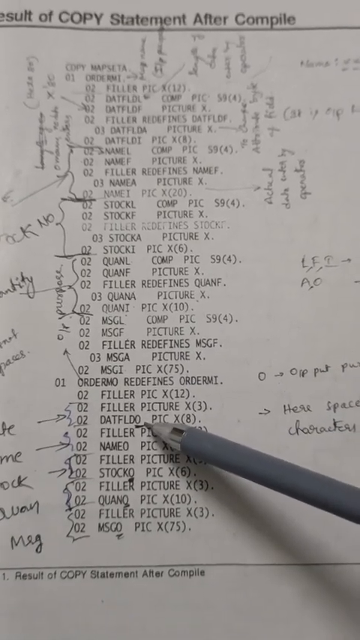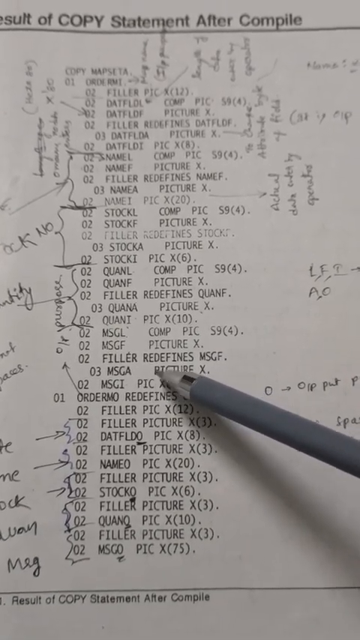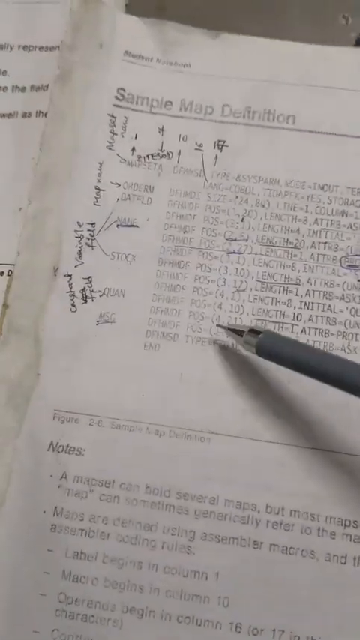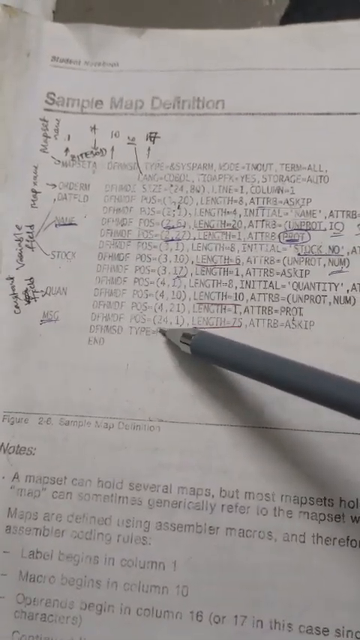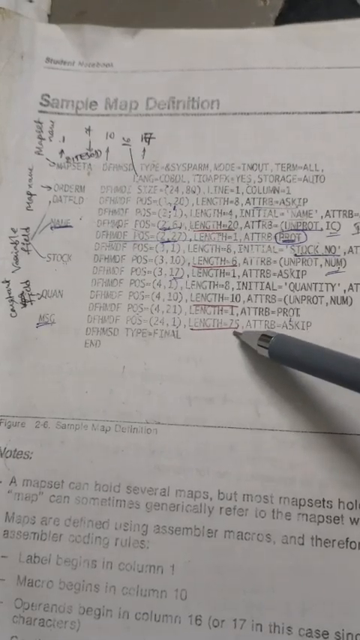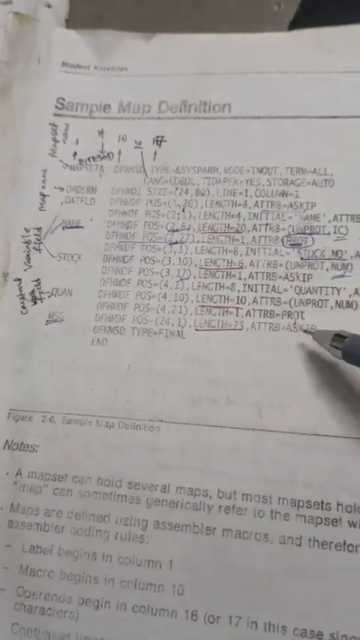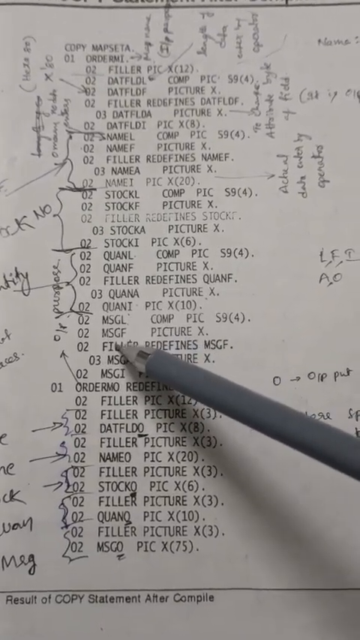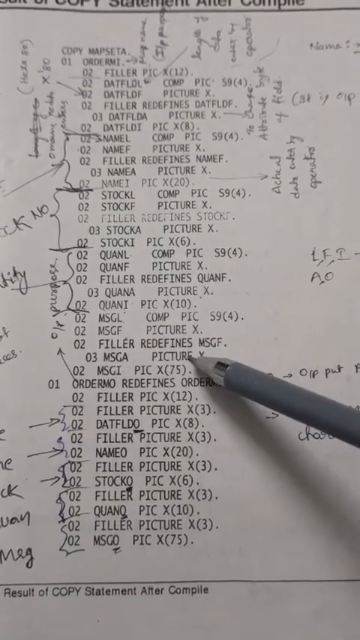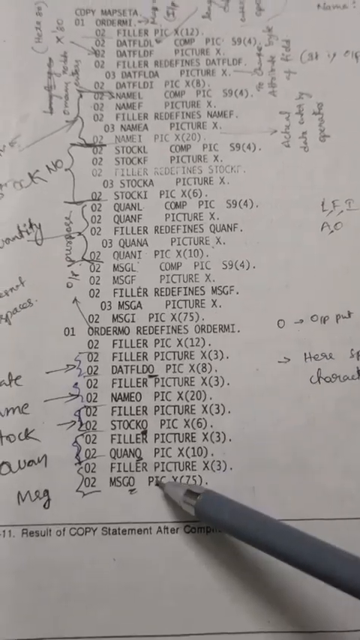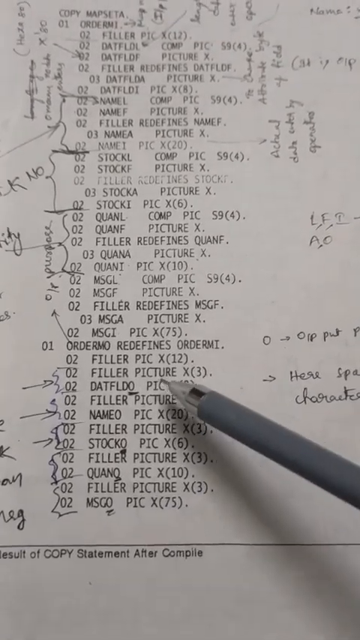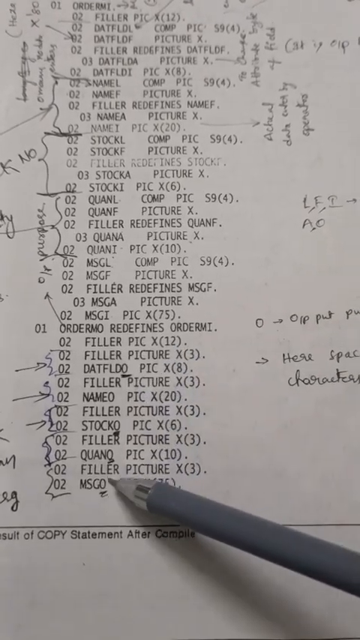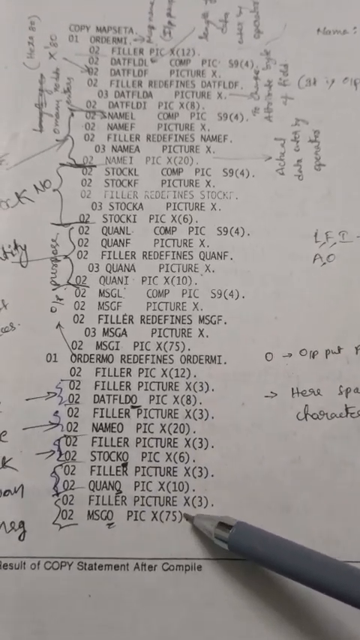Similarly, if you come to the message, again for message I coded X of 75. If you revise, for the message parameter I gave a length equal to 75. That's why I gave MSG. So it generated the MSG parameter: MSG length, flag, filler as an attribute, again attribute, and the input parameter. Similarly, the output of the map is also redefined with the MSG having picture clause 75.